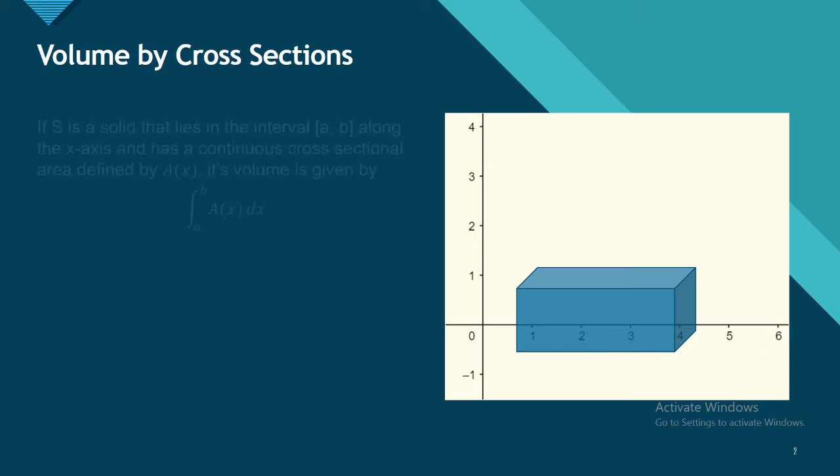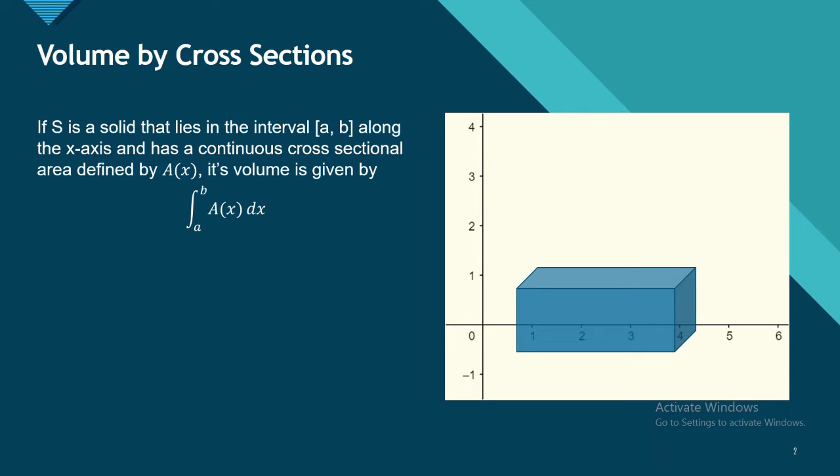Volume by cross-sections. If S is a solid that lies in the interval AB along the x-axis and has a continuous cross-sectional area defined by A of x, its volume is given by this: the integral of A of x dx from A to B.